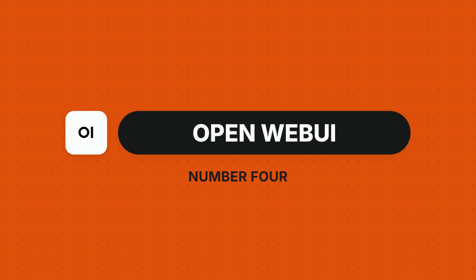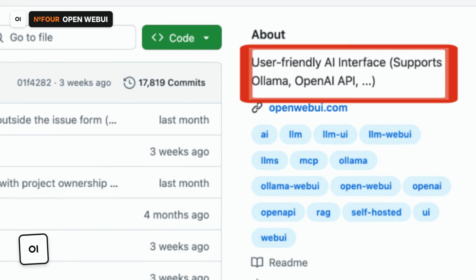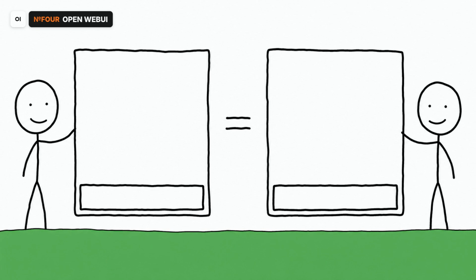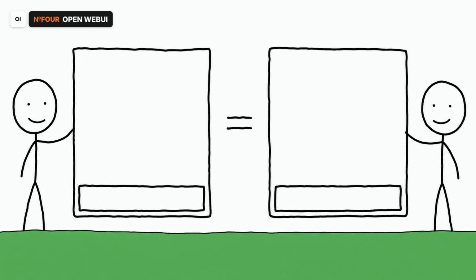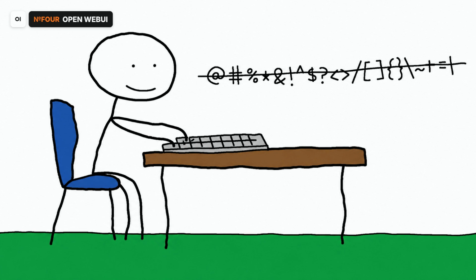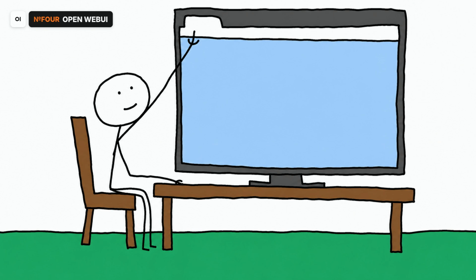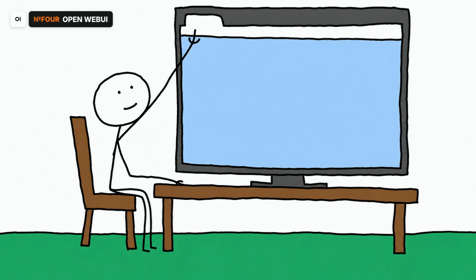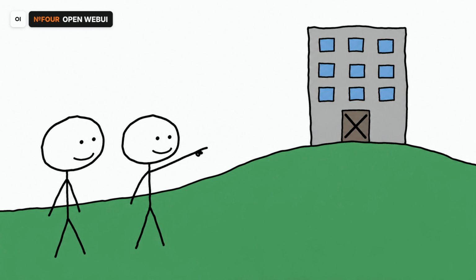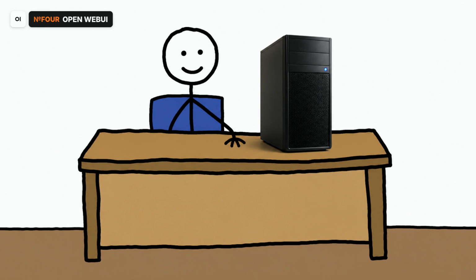Number 4 is WebUI. Its own description calls it a user-friendly AI interface, which means it wraps this entire setup into a chat window that looks and behaves exactly like the paid service you probably already use. So instead of typing terminal commands or writing API requests to stitch these tools together, you just open a tab and start asking questions. The README goes further and calls it a self-hosted AI platform, because this interface isn't a website hosted on a company's server somewhere. It runs entirely on the machine sitting on your desk.